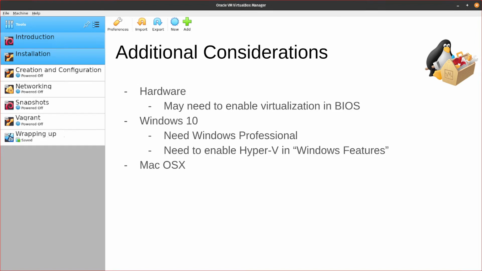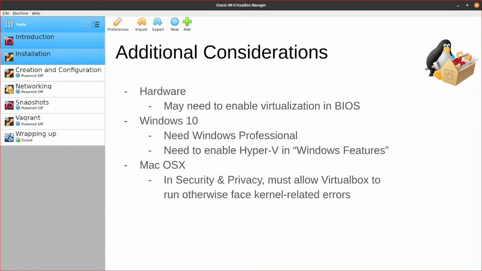And then finally, for Mac OS X, you will have to go into security and privacy and allow VirtualBox to run. You will have to do this at install time, and then also probably at runtime when you first run your machine, your guest machine that is. Otherwise, you will get some kernel-related errors that aren't specific to VirtualBox, but it's more related to how your system is set up and whether or not your Mac privacy settings and security settings will allow VirtualBox to essentially virtualize.